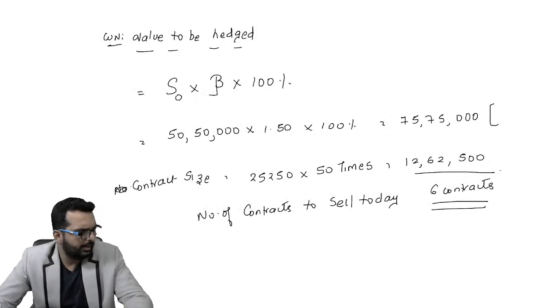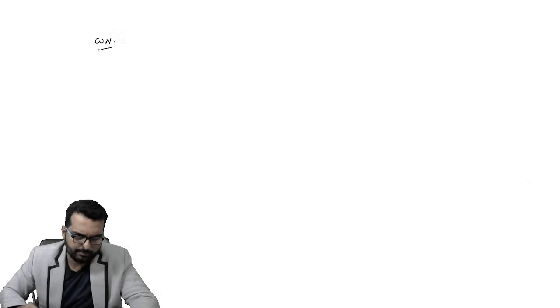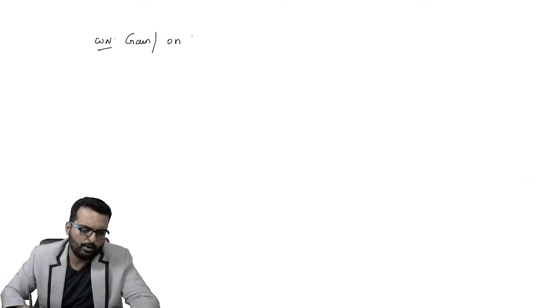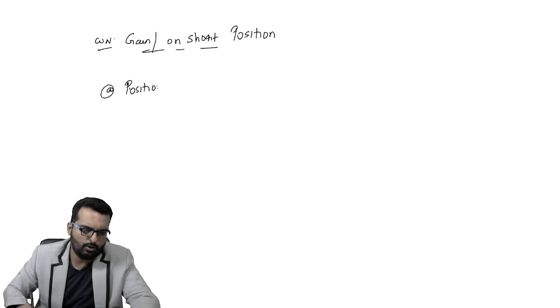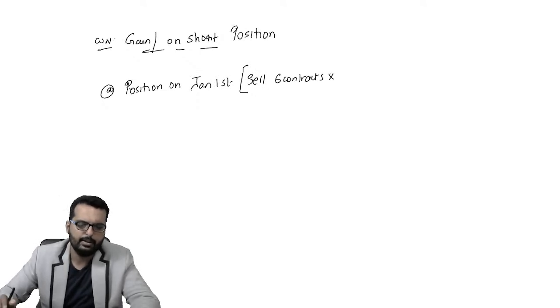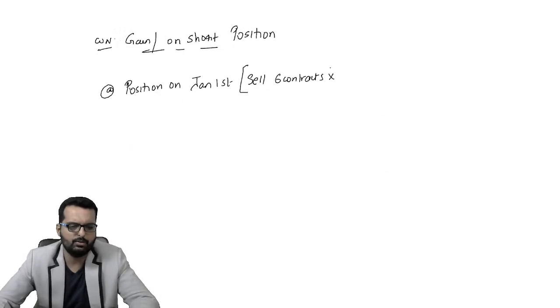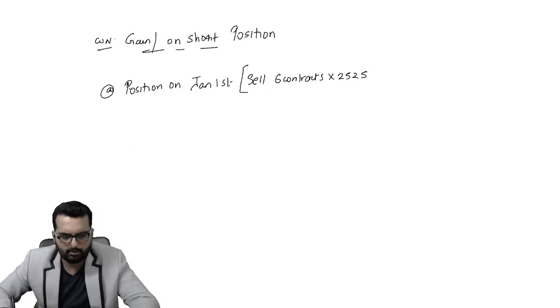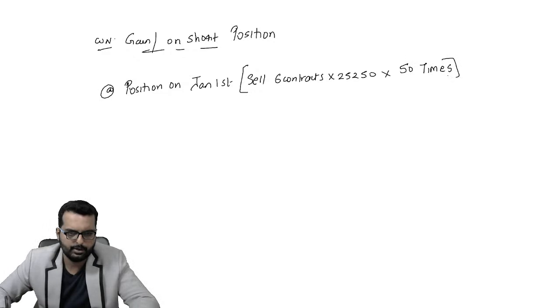I believe you are all done writing this, friends. So once you get the 6 contracts, now I will write down the final working note. Gain on short position. Position on January 1st. On January 1st, what am I doing? I'm selling 6 contracts. Correct? 6 contracts I'm selling at a price of 25,250 per contract into the multiple, which is how many times? 50 times. If you do this, you will get the answer as 75 lakh 75,000.